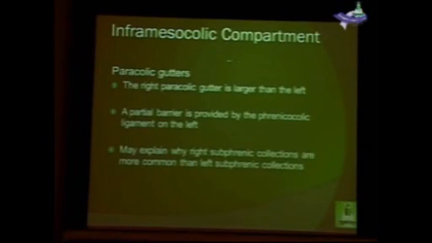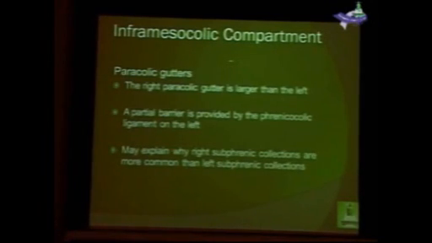And the right paracolic gutter is larger than the left. A partial barrier is provided by the phrenicocolic ligament on the left side. And so this ligament might cause some restriction to the fluid traveling up or down on the left side of the abdomen. And that might explain why right subphrenic collections are more common than left subphrenic collections.